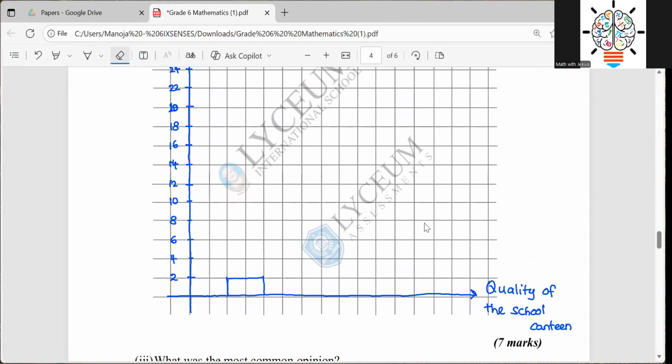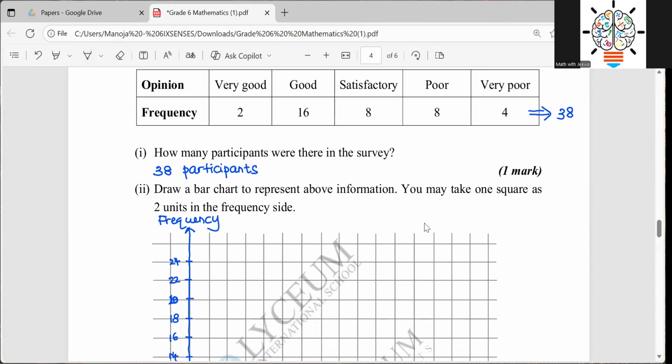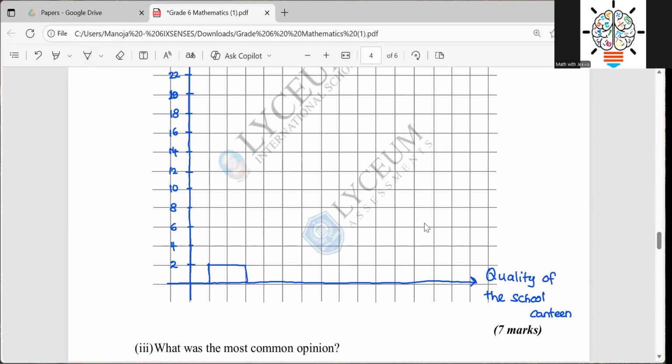I will start it here, but I will start like this, 2. And then the next one, 16 and 8. 16. That means this one. Then we want to keep the same gap like this.